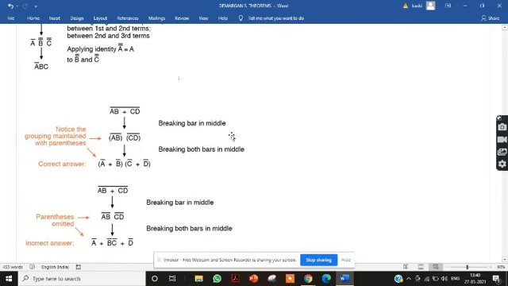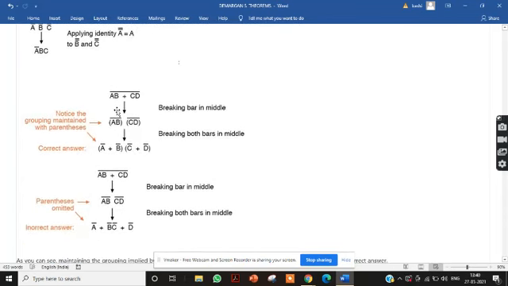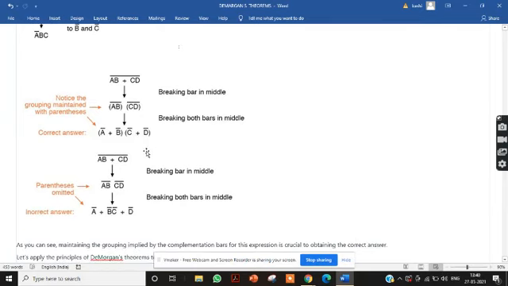Now you see, there is another problem. (AB plus CD) whole bar is there. Breaking the bar in the middle, because it is addition, it becomes multiplication. So AB whole bar, CD whole bar. Now breaking both bars in the middle. This is one term: AB bar means A bar plus B bar. CD whole bar means C bar plus D bar.